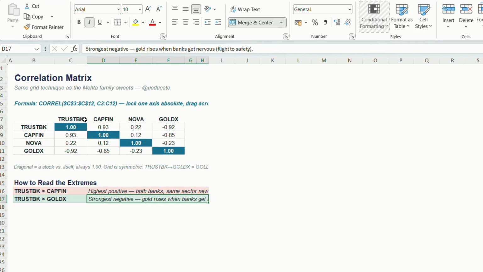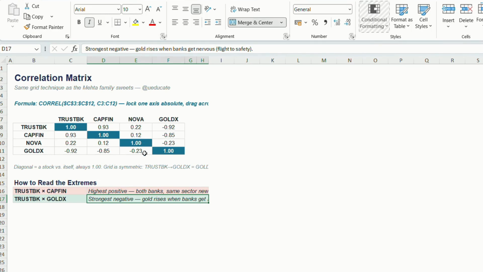Now the interesting part. When we look at Trust Bank to Capfin, it is 0.93. Both banks react to the same interest rate, and when one moves, the other almost always does too. Now Trust Bank to Nova is 0.22. A bank and growth tech barely track each other, with different drivers entirely, because Trust Bank and Capfin are both bank or financial stocks, while Nova is growth tech.